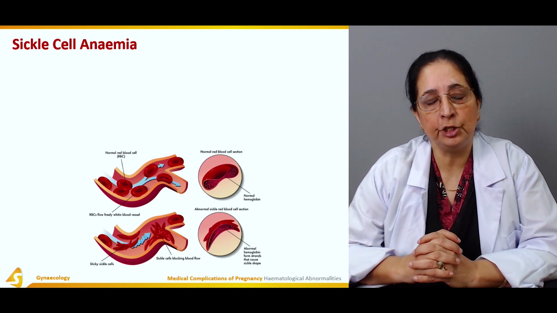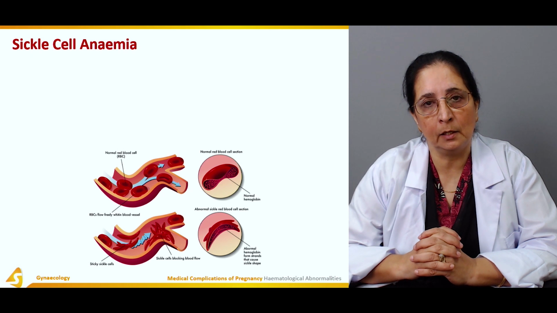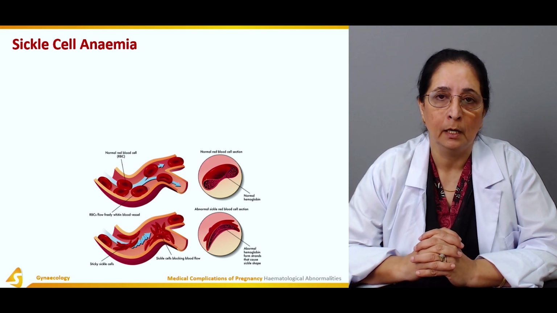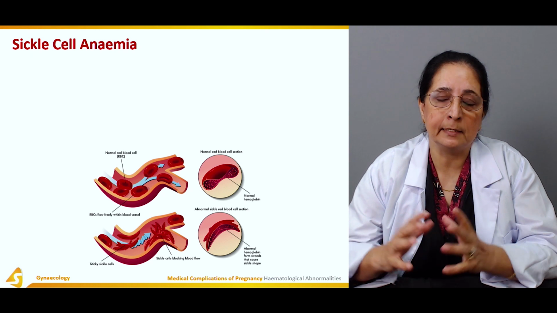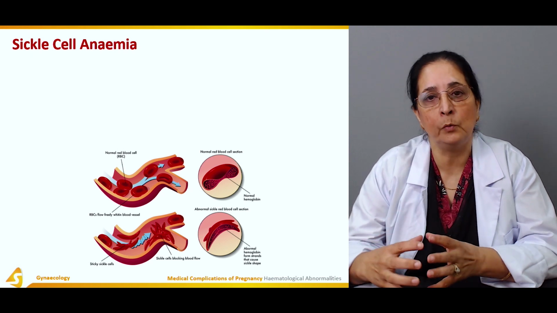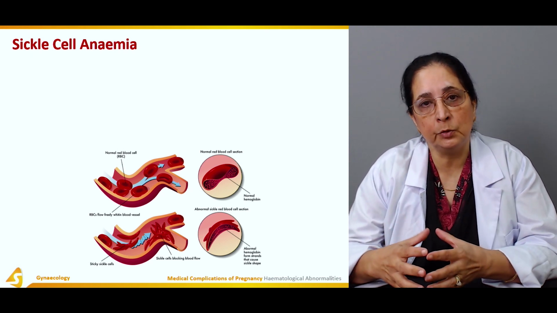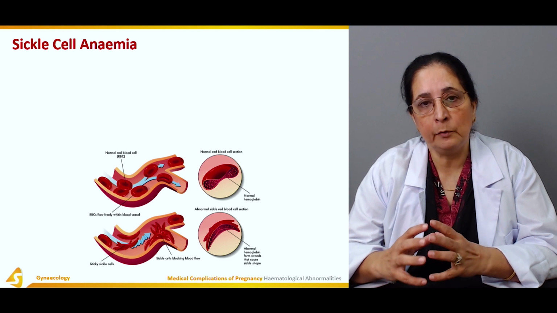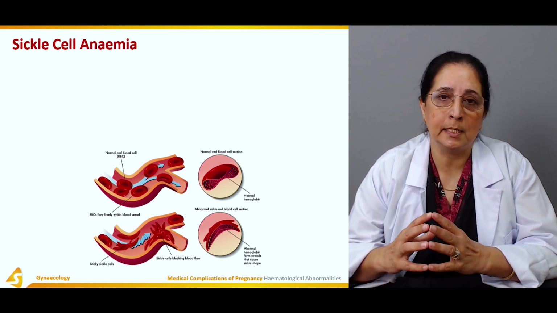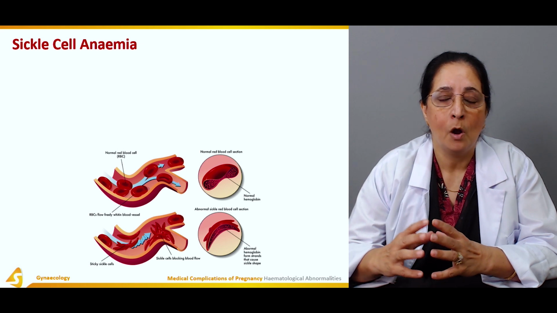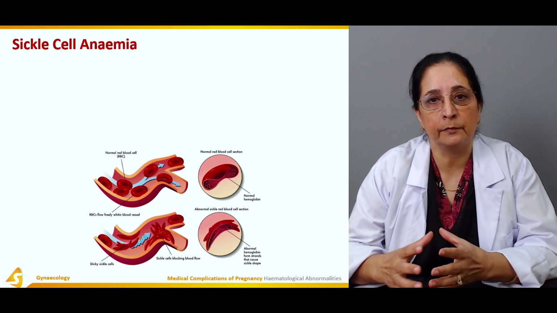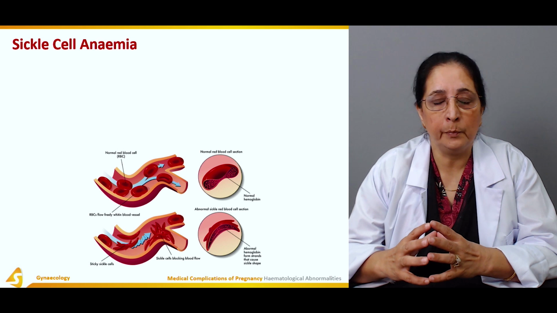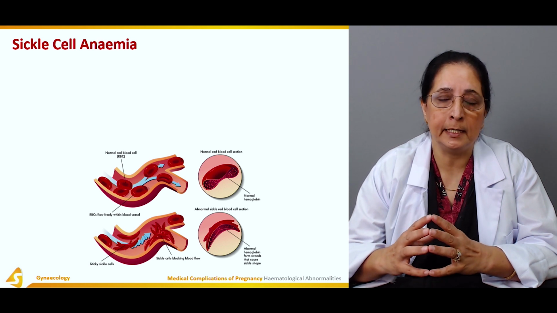Anemia is a condition in which there is a low level of hemoglobin or decreased red blood cells. Red blood cells have hemoglobin, which gives color to the red blood cell. And hemoglobin is a substance that carries oxygen to different parts of the body. So hemoglobin is less in anemia.